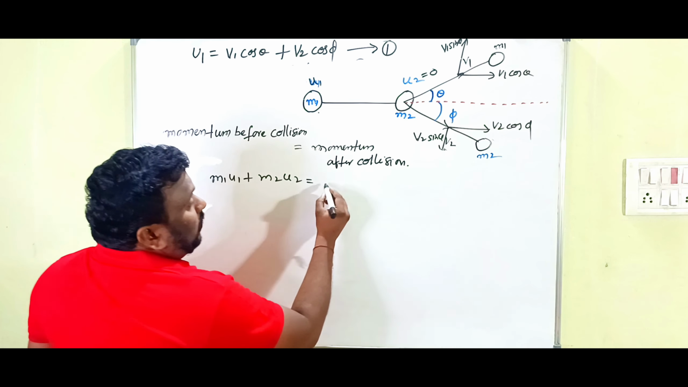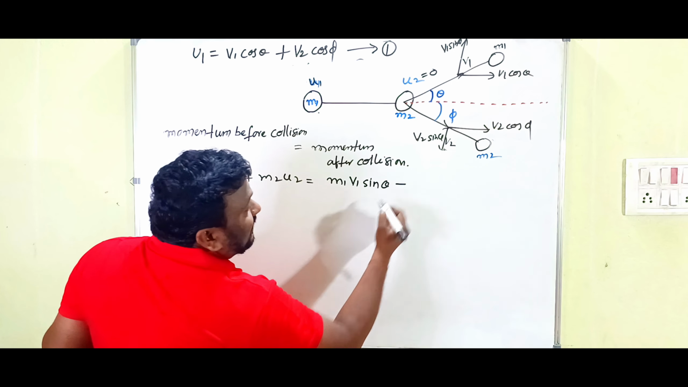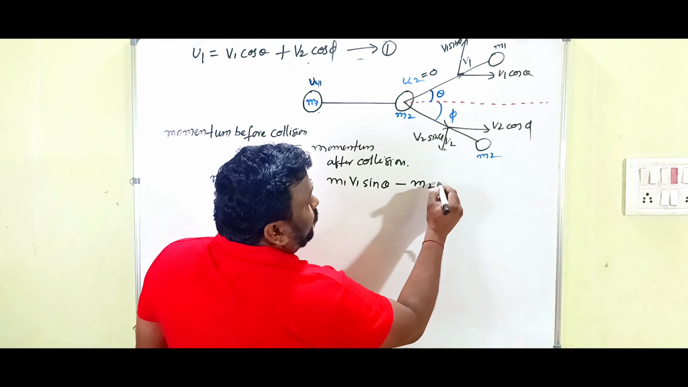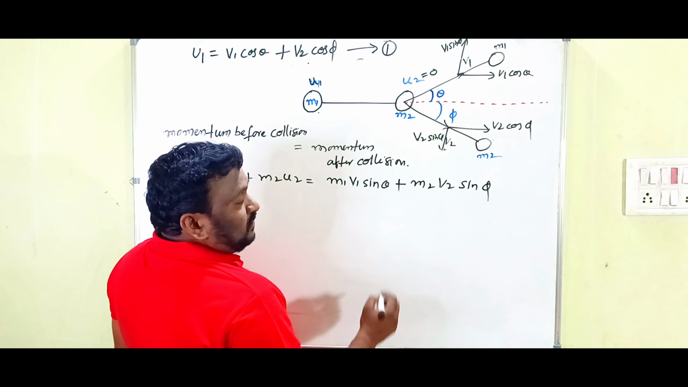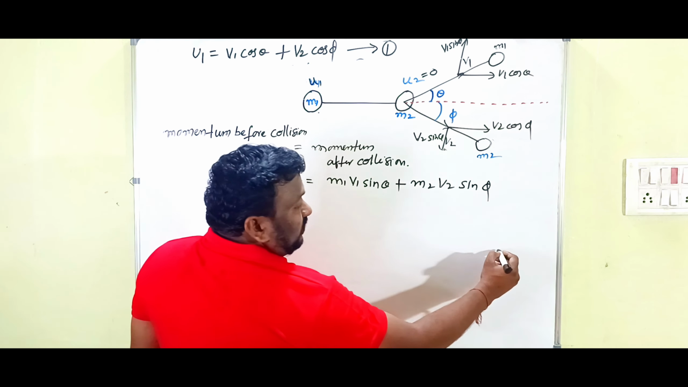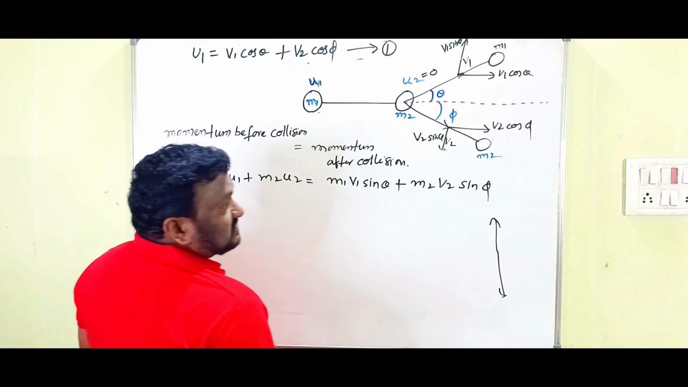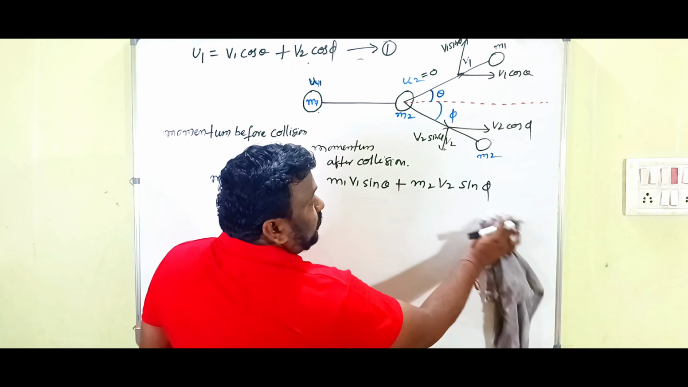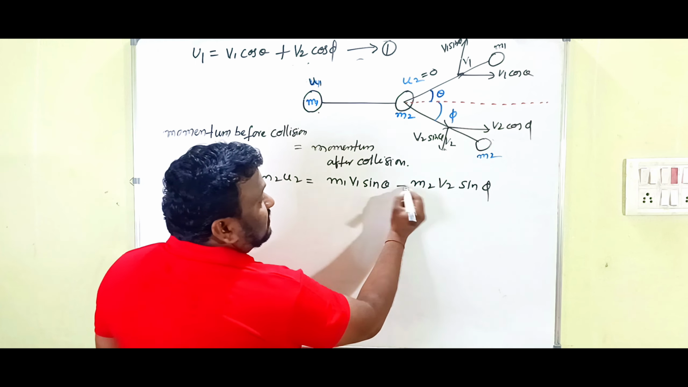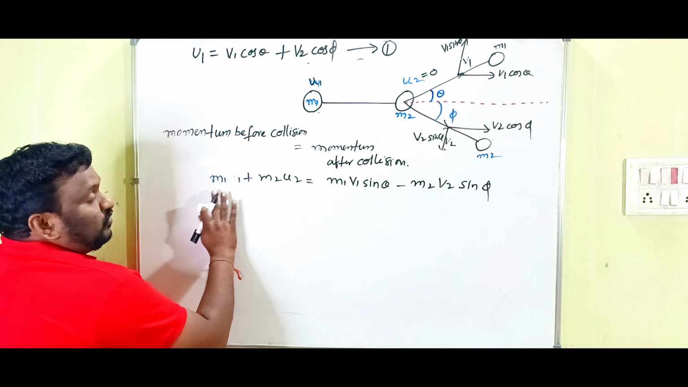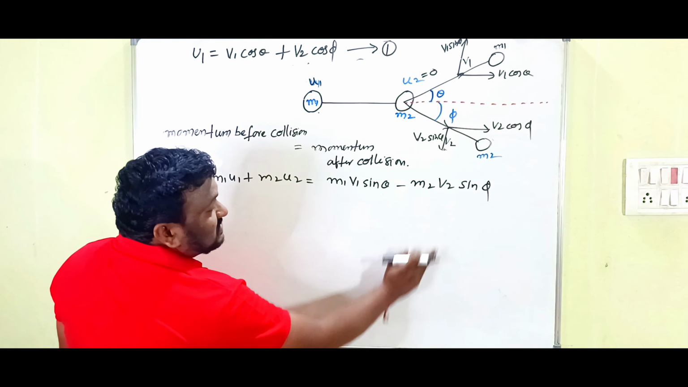That's why here what do you write? m1 v1 sin theta minus m2 v2 sin pi. Here it is positive y axis and this is negative y axis. That's why here v2 sin pi is along the negative y axis. So m1 u1 plus m2 u2 is equal to m1 v1 sin theta minus m2 v2 sin pi, children.